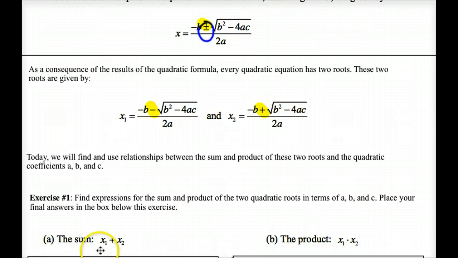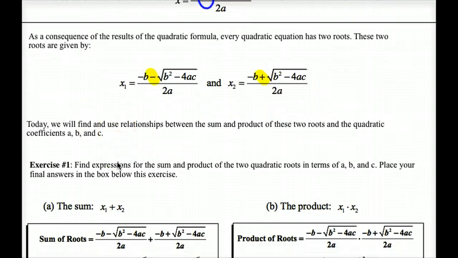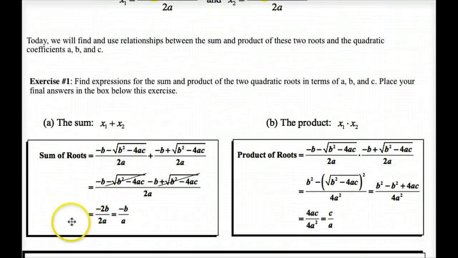So the first thing I want to do is find the sum of x1 plus x2, which is my x1 right here and my x2 right here. And then b says I want to find the product of x1 and x2. So what I want to do is, I actually did it already for you.